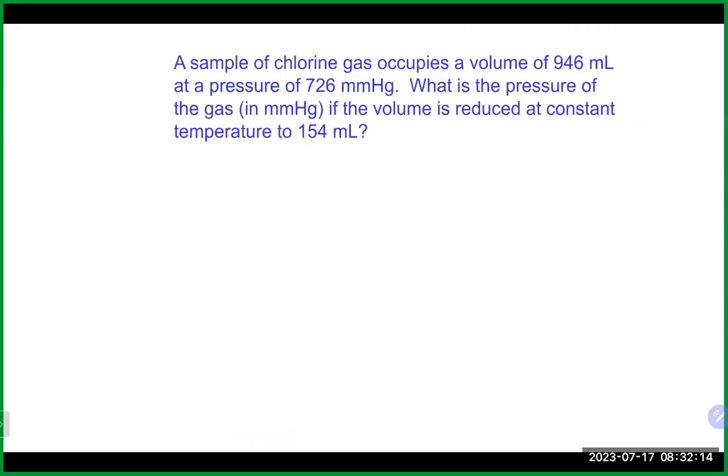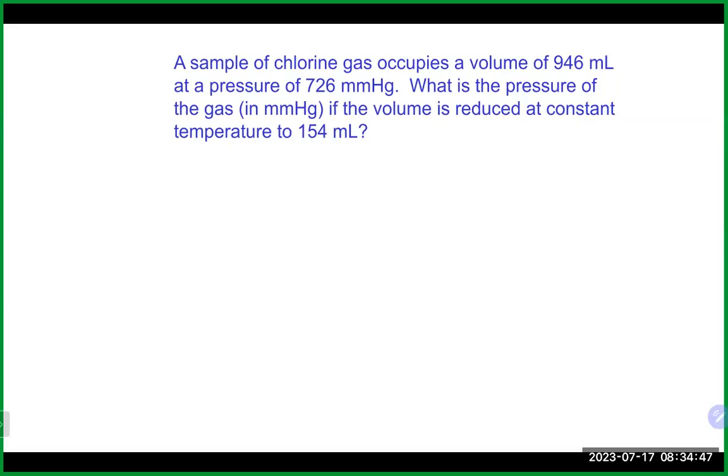So let's take a look at one here. I think why don't you give it a go? We have a sample of chlorine gas that occupies 946 milliliters at 726 millimeters of mercury. What is the pressure when we go to 154 milliliters? Okay, let's take a look.